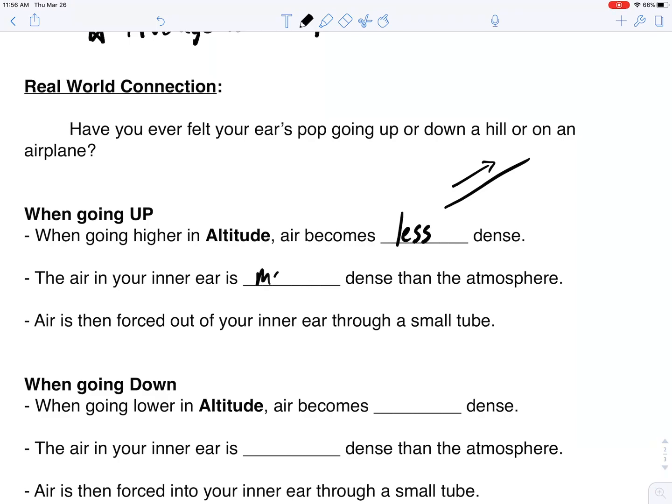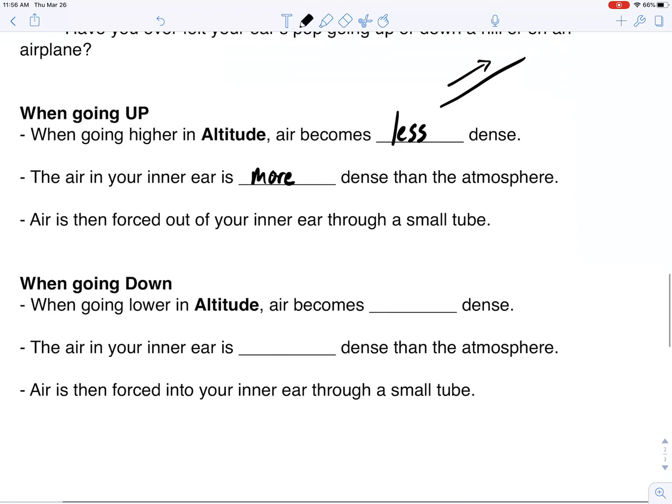That means the air in your inner ear is all of a sudden more dense than the atmosphere. So you have higher density air crammed inside your ear. The air around you is less dense. That means the air is going to force out of your ear through a small tube, and you feel that ear pop. It actually works easier if you're talking or chewing gum. As you move your jaw, you allow air to move in and out of those ear canals. So that's what's going on when your ears pop when you drive up a mountain.